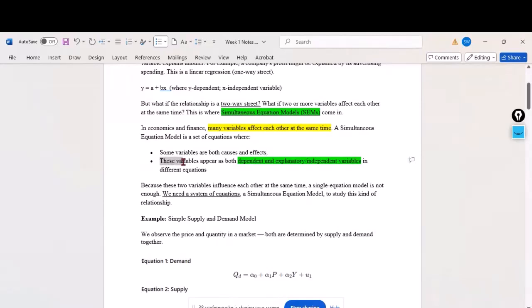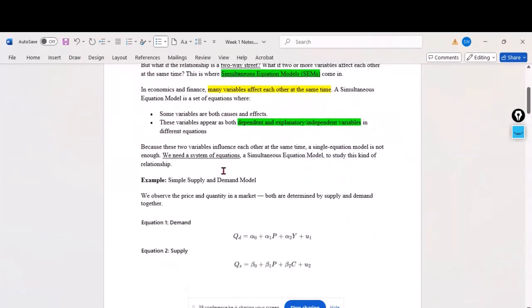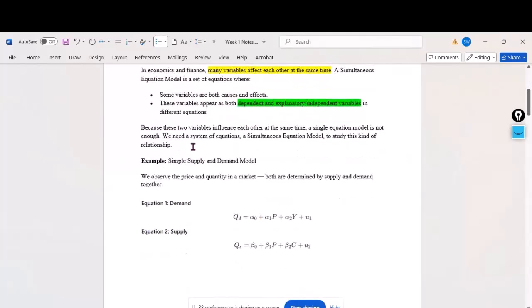And the second one is that these variables appear as both dependent and explanatory or independent variables in different equations. So we continue and say, because these two variables influence each other at the same time, a single equation model is not enough. We need a system of equations. So this system of equations is what we are calling the simultaneous equation model.